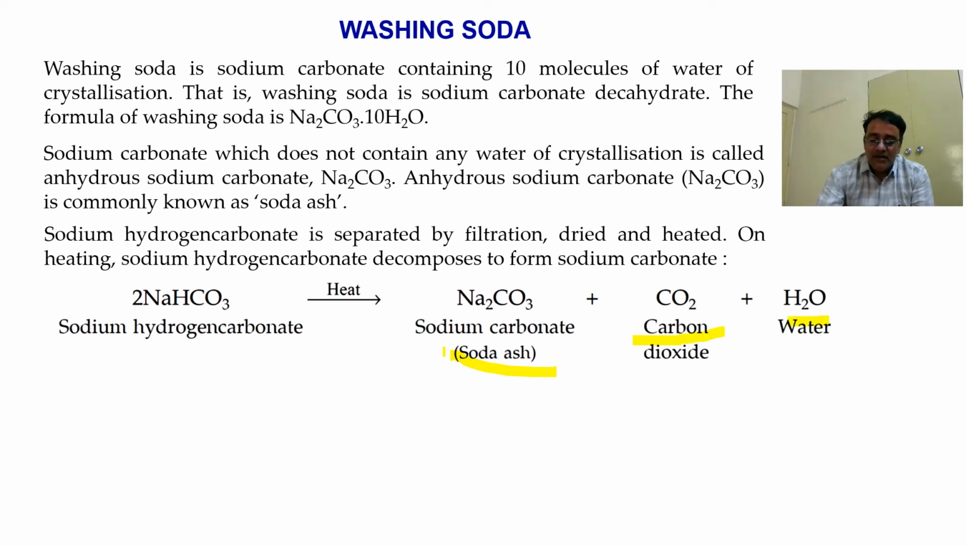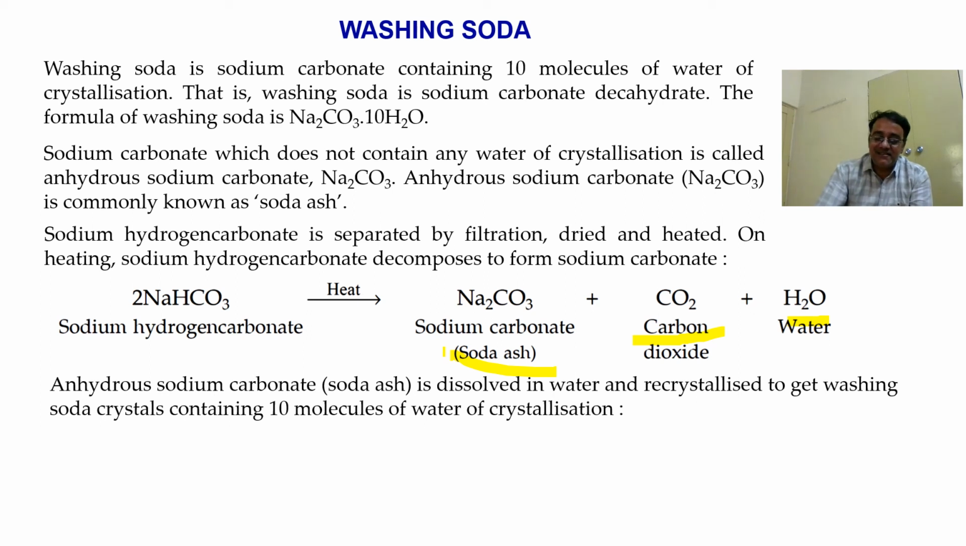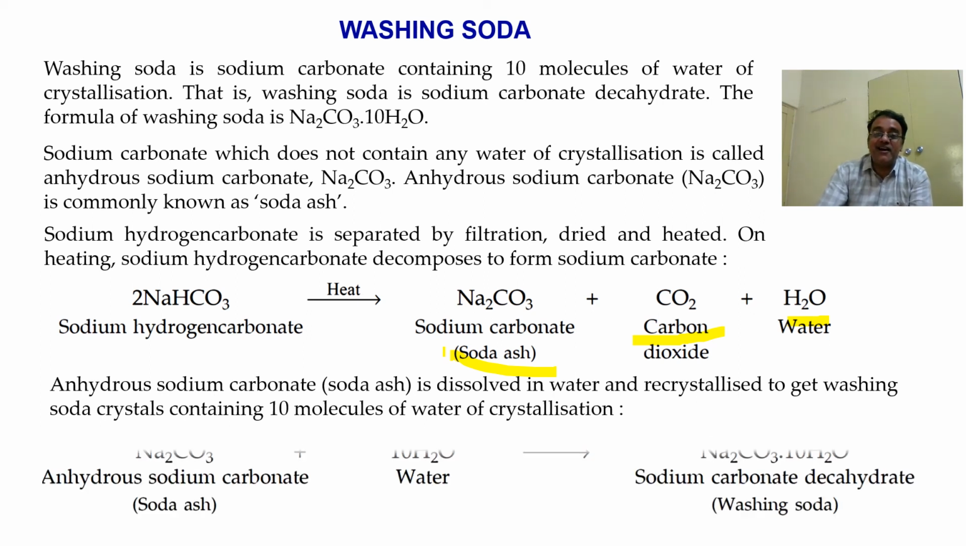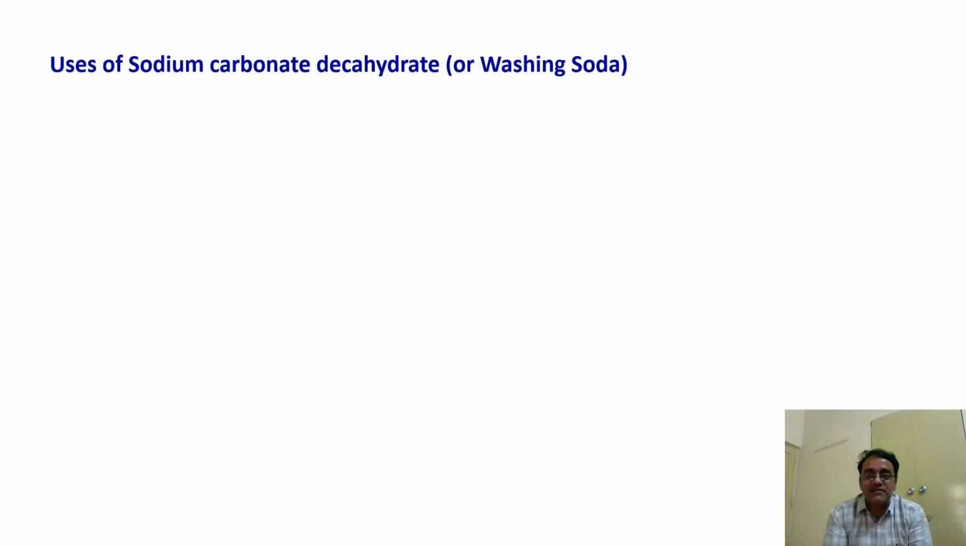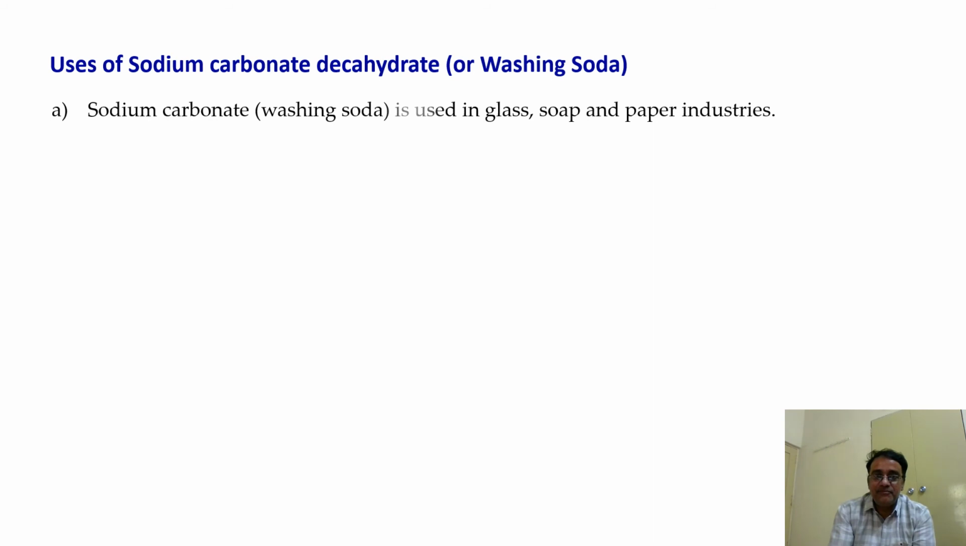Now this anhydrous sodium carbonate, that is soda ash, when it dissolves in water, that is 10 molecules of water, then we'll get sodium carbonate decahydrate, that is washing soda. So this is the chemical reaction. Okay, so now we'll move towards the uses of washing soda. This is the first use.